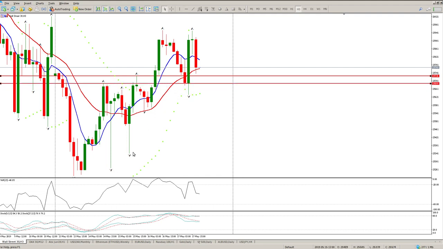The arrows you see here are just fractals. My charting platform has an indicator that gives me fractals, but if your platform doesn't have it, just do a bit of Googling and you'll see it's pretty easy to understand what a fractal is. It's basically a bar that has a high and then two lower highs on either side, or a bar that has a low and then two higher lows on either side. So just have a look for that. It's pretty straightforward to see.